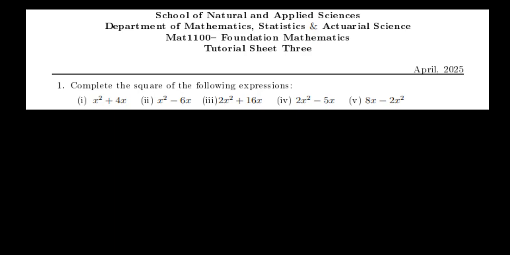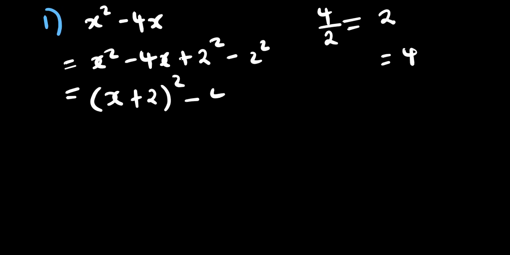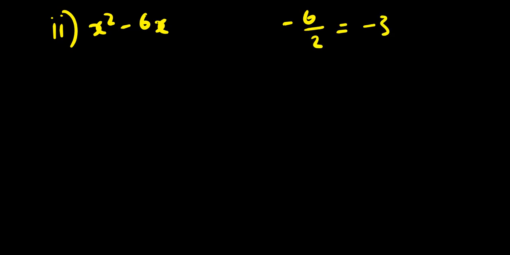Okay, the next question is x squared minus 6x. So we are saying number 2 is x squared minus 6x. We are just going to do the same. So we're going to get the negative 6. We're going to find the half of that. That is just negative 3. So we're going to square this negative 3. That will just give us 9, right? So we add and subtract 9.